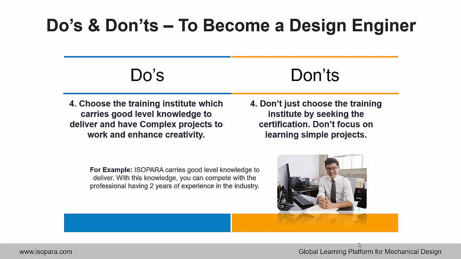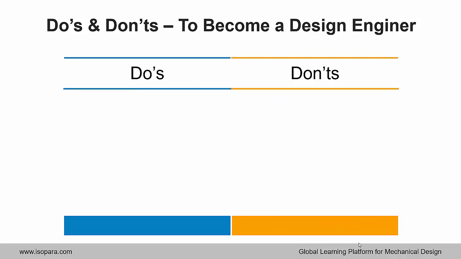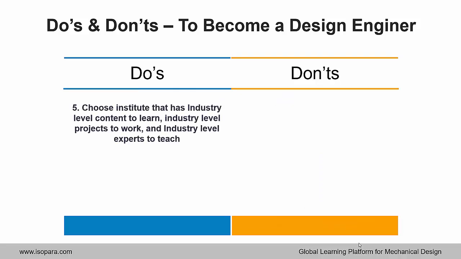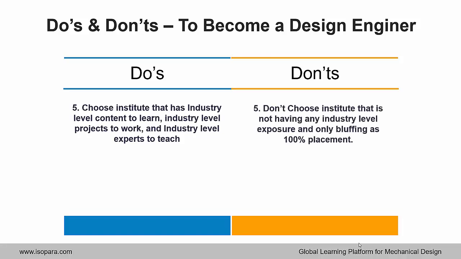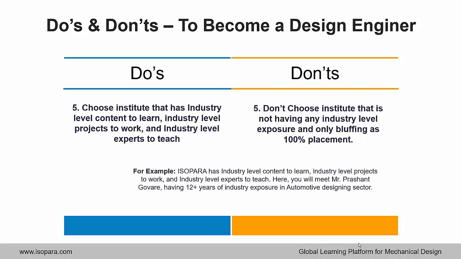Now let's move toward the next point, that is choose an institute that has industry level content to learn, industry level projects to work on, and industry level experts to teach, right? And what not to do: don't choose an institute that does not have any industry level exposure and is only bluffing about 100% placement. It's clearly mentioned, all the points. You should check the level of projects, level of content, and level of experts who are training over there. For example, ISOPARA has industry level content to learn, industry level projects to work on, and industry level experts to teach.